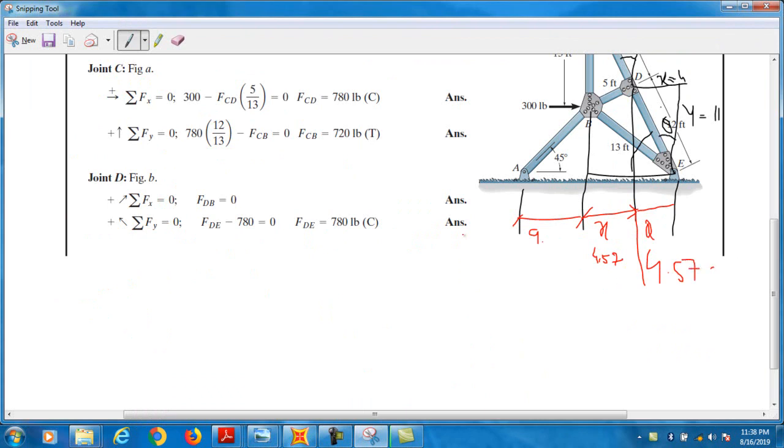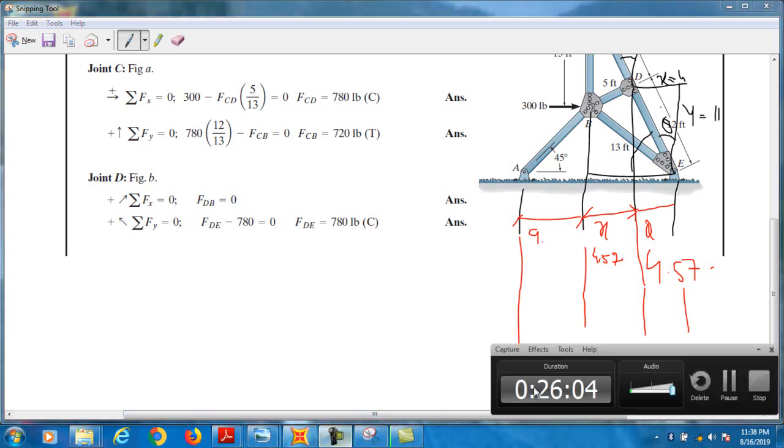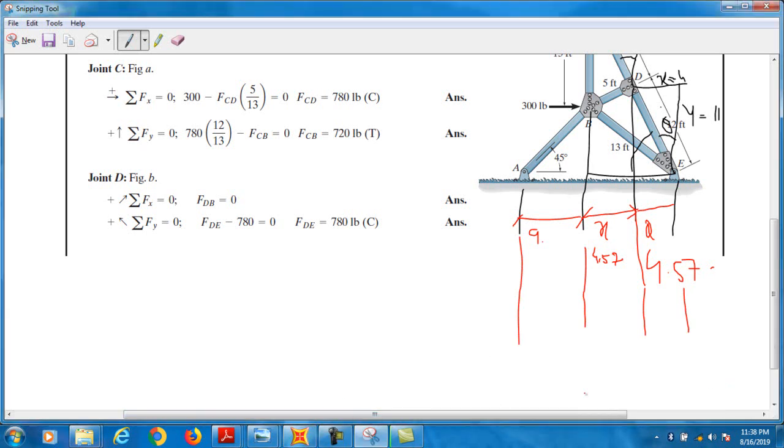You must note this point, that this is x1, this is x2, this is x3, and this is x4.